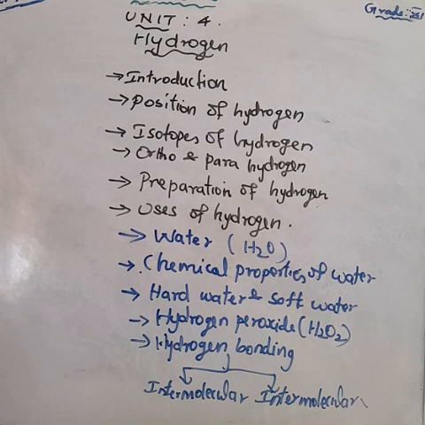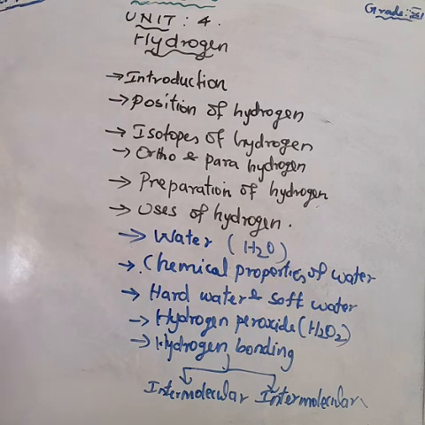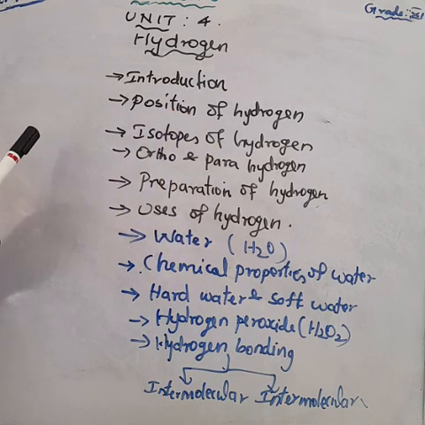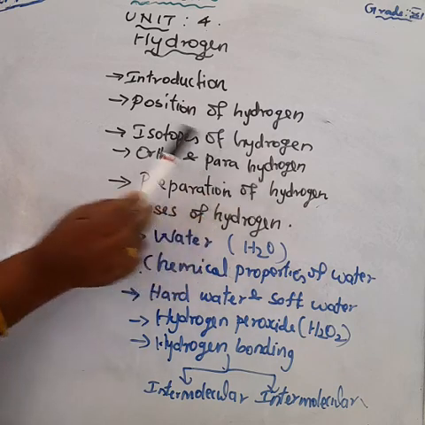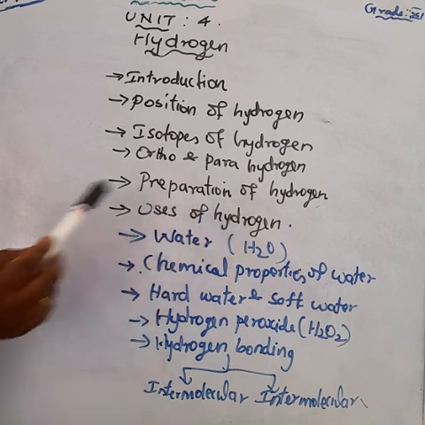Today onwards, we are going to unit number 4 about hydrogen. In this unit, what are the topics we are going to study? First of all, introduction about hydrogen, position of hydrogen in the periodic table, isotopes of hydrogen, ortho and parahydrogen, preparation of hydrogen, properties of hydrogen and uses of hydrogen.